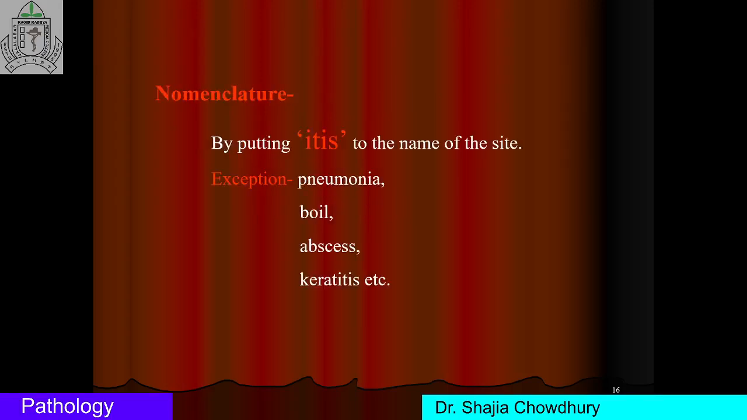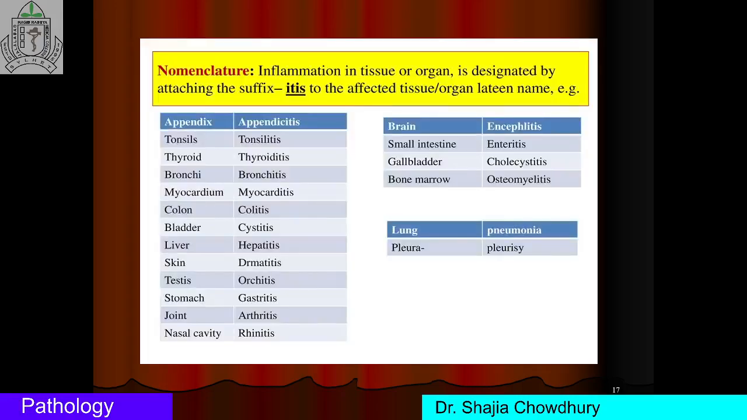Now, nomenclature. The nomenclature of inflammation is made by adding the suffix -itis to the name of the site, that is, to the end of the organ. Exceptions: pneumonia, boil, abscess, keratitis. Here are some examples of nomenclature.